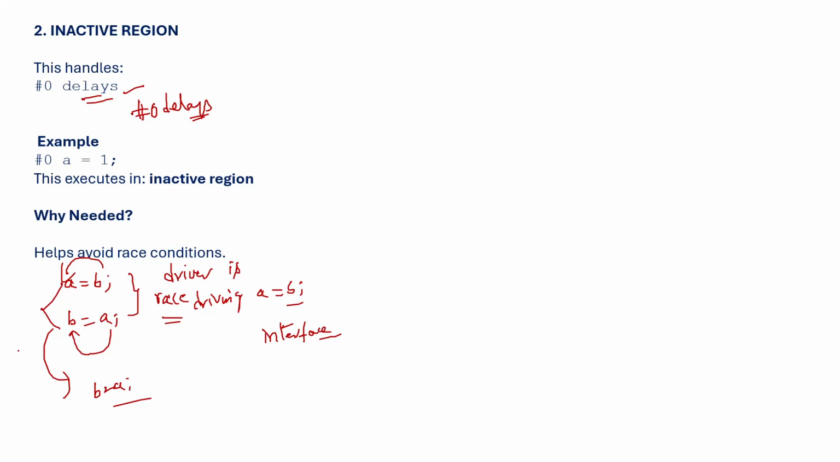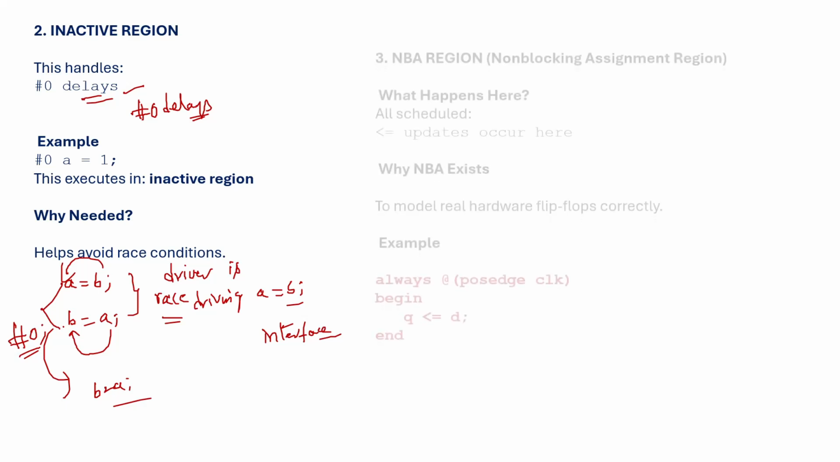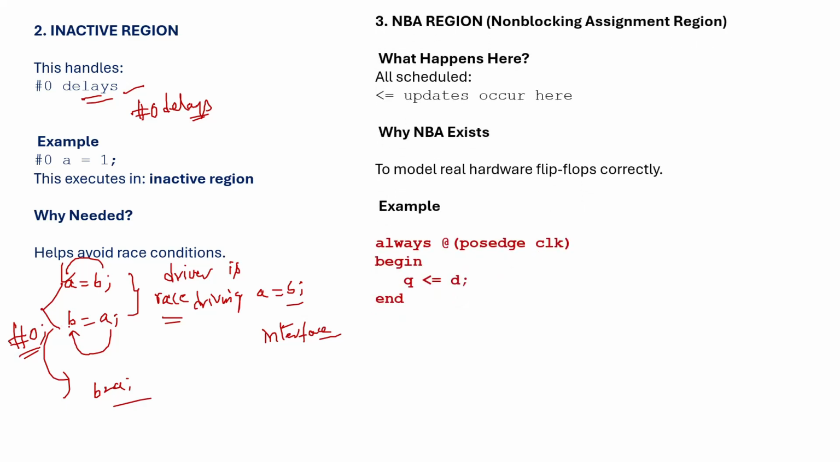This means these two statements are executed at the same time, but some little delay is there. That #0 will give you a light speed delay. So just a small second it will hold and then execute. Both are executing at the same time. That is the inactive region. The inactive region is avoiding that race condition. And the NBA region, I told you now.